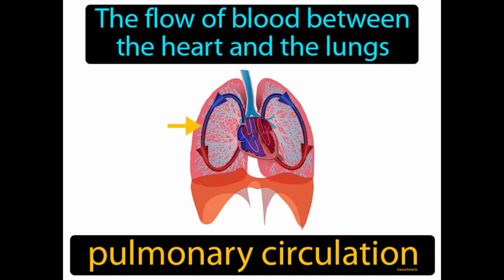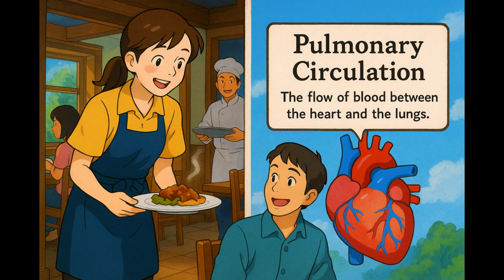The flow of blood between the heart and the lungs. Pulmonary circulation. It is the process where blood travels from the heart to the lungs to get oxygen and then back to the heart. Imagine you're at a busy restaurant and you need to transport a dish from the kitchen to a diner at a table.